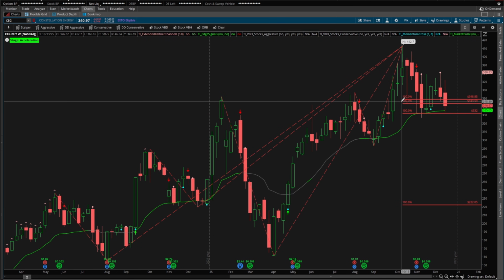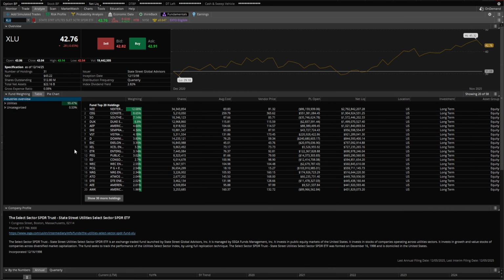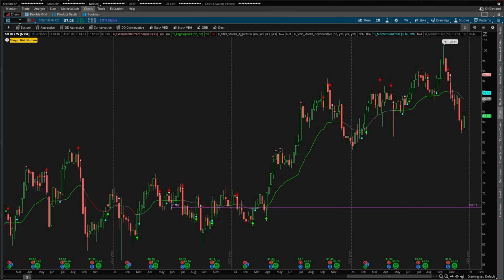But we are starting to see better clusters. Hopefully, you're also starting to get the hang of how to draw these levels and identify which swings you'd like to project. Next up, we have Southern Company.